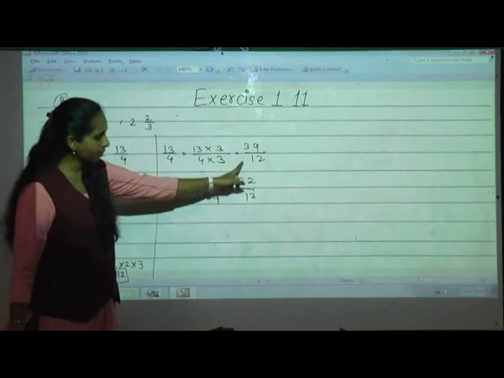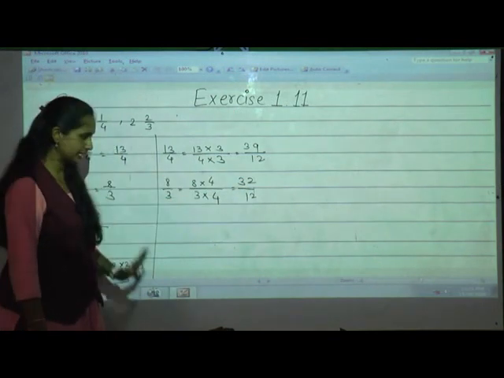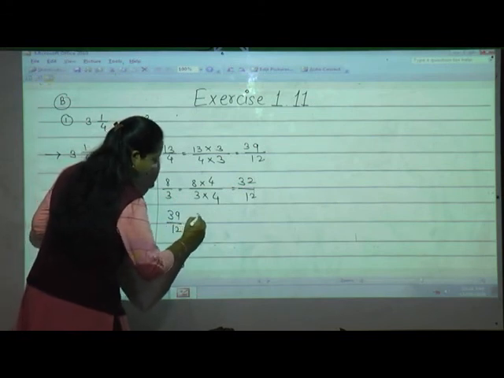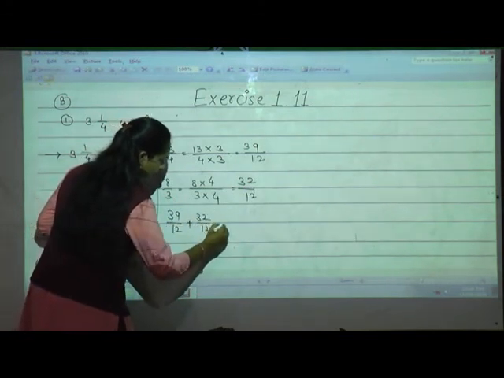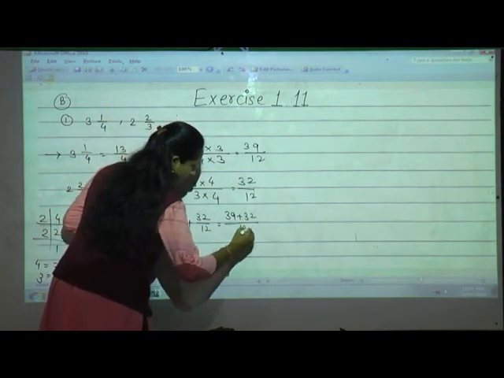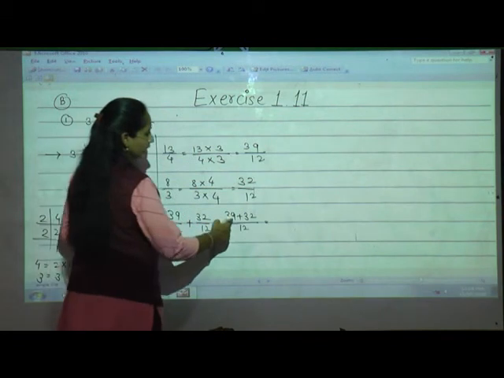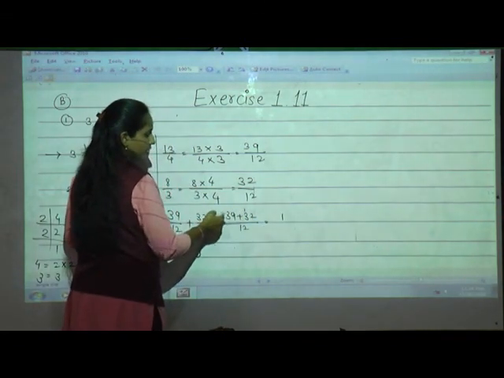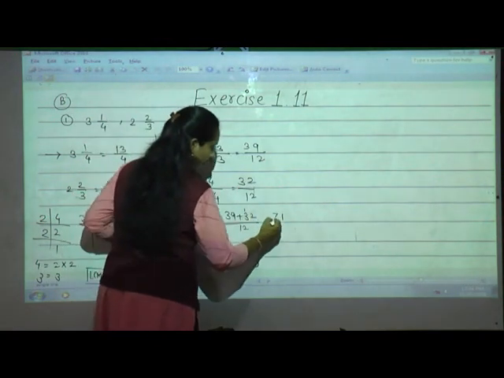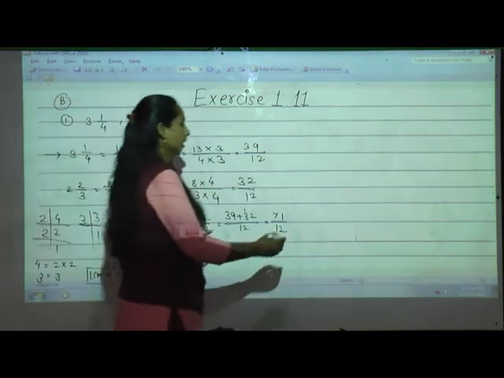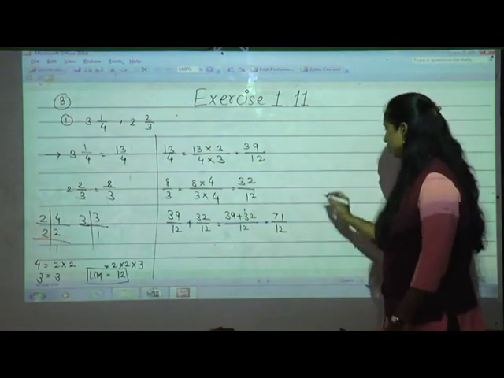Now we got denominators are same. Now we can add easily. So take both the numbers, 39 upon 12 plus 32 upon 12. Now add numerators. Denominator remains same. Now 9 plus 2 is 11, carry 1, 3 plus 3 is 6 plus 1 is 7, so 71 upon 12. Now we need to divide. I'll do the rough work here of the division.